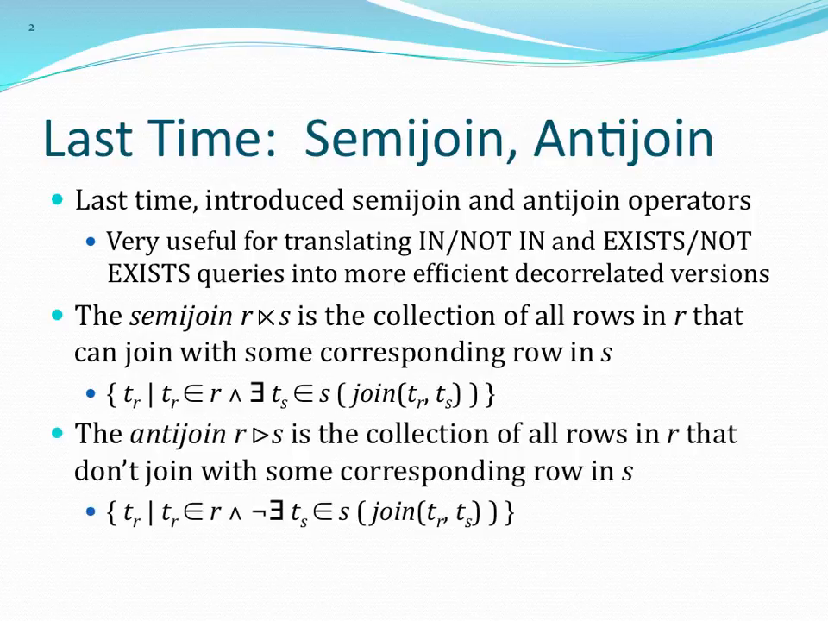And then we had anti-join, which we wrote as a right-pointing triangle, which is basically all tuples in R that join with no rows in S, no tuples in S. And the nice way that this is specified is that we have a generic join predicate. So this join predicate can be whatever we want. We could do a natural semi-join, a natural anti-join. We could do a theta semi-join or a theta anti-join, whatever join conditions we prefer.